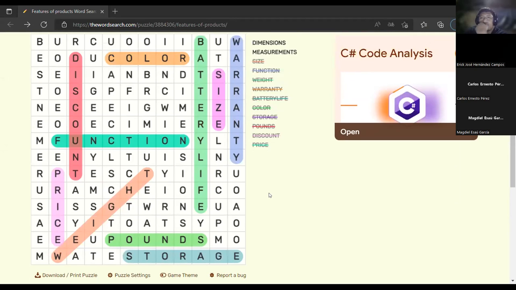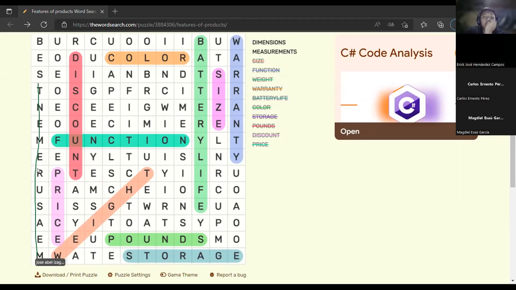Ajá. Queremos encontrar dimensions and measurements. Vamos a ver. Está en la novena fila. Contando de abajo hacia arriba o de arriba hacia abajo. De arriba hacia abajo. There it is, measurements. Fila. Okay, ajá.